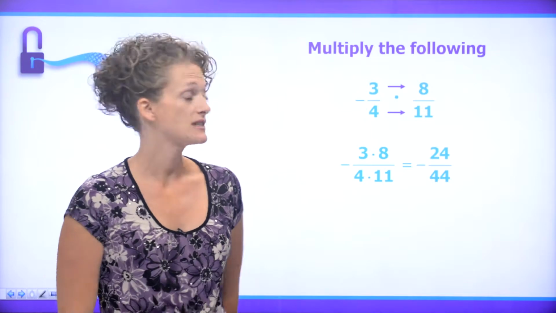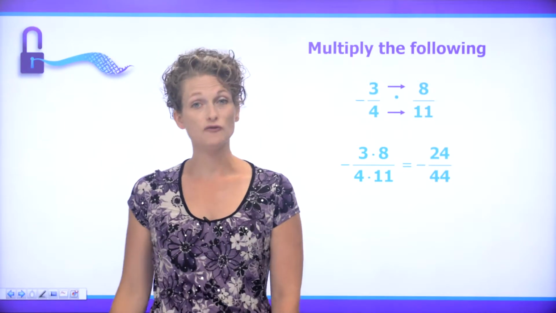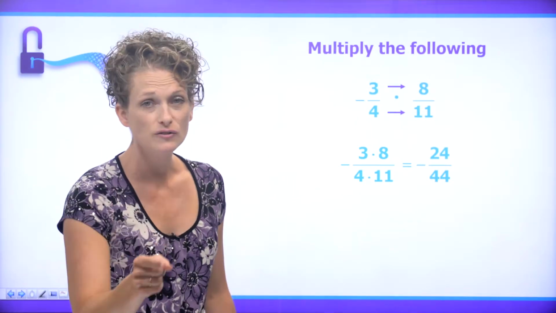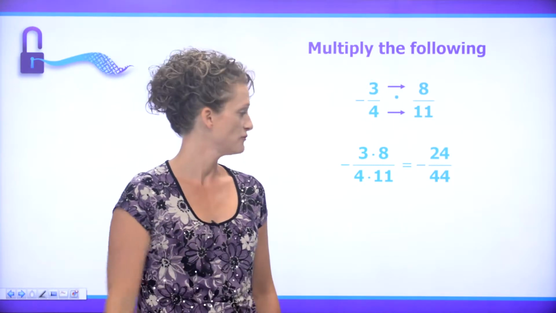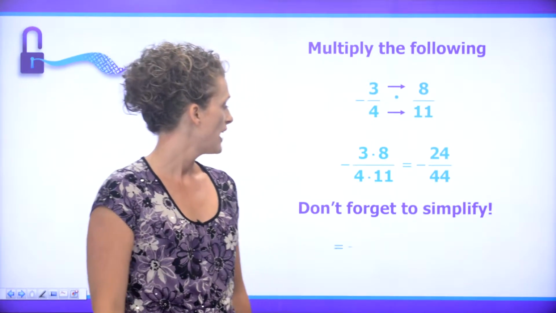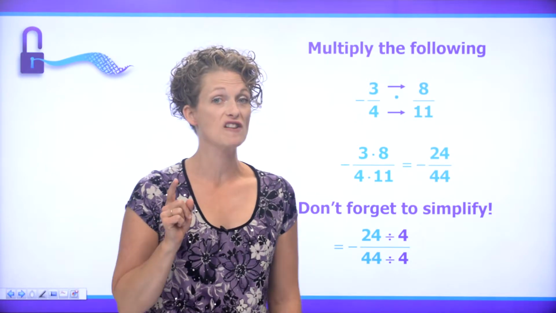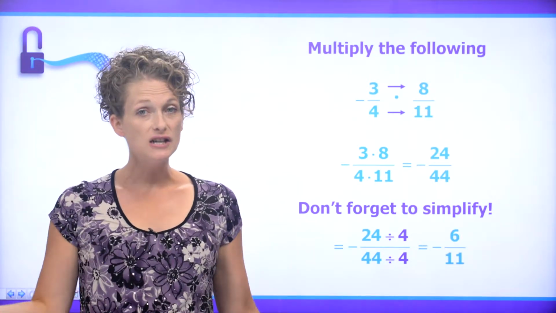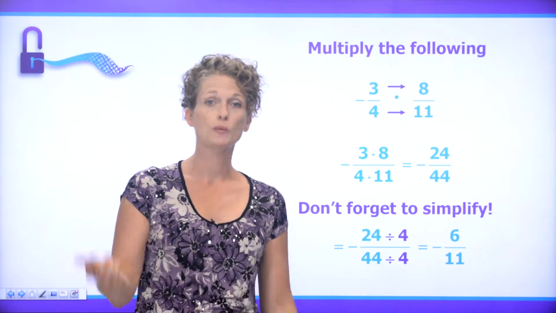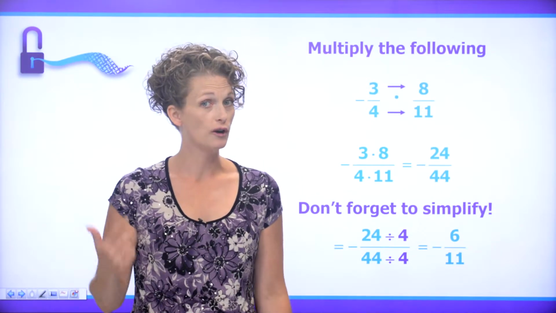3 times 8 is 24. 4 times 11 is 44. Now again, use your divisibility rules to help you to simplify. So when we look at these two numbers, we can see that they are both divisible by 4. So we divide the top by 4, we divide the bottom by 4, we get negative 6 over 11.